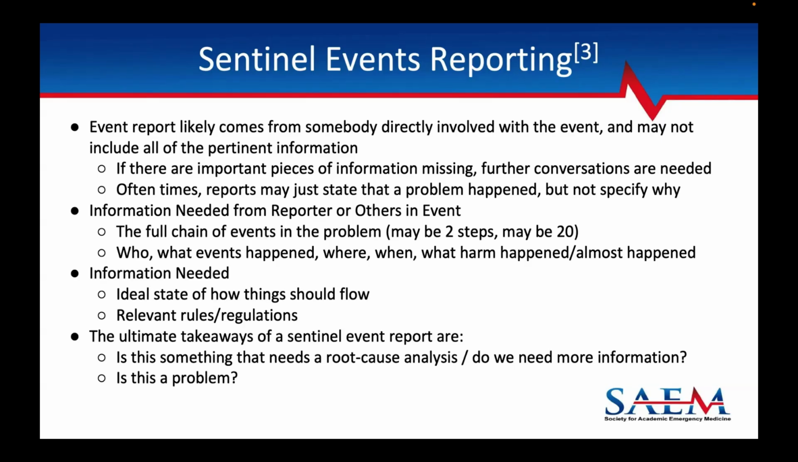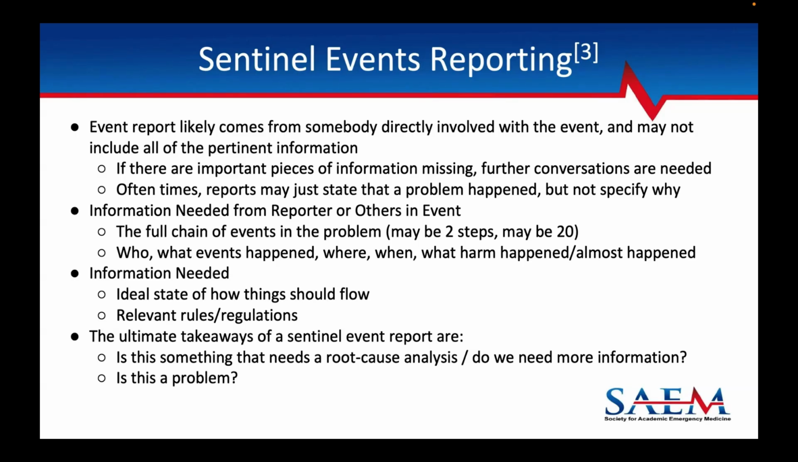And you'll notice the information you need is kind of the typical who, what, where, why, when, how. But mostly what events happened and what harms happened or almost happened. Another piece of information that is always good to have that likely won't be in the Sentinel event report, but is something to know for your root cause analysis as you go forward with that, is what is the ideal state of how things should flow.